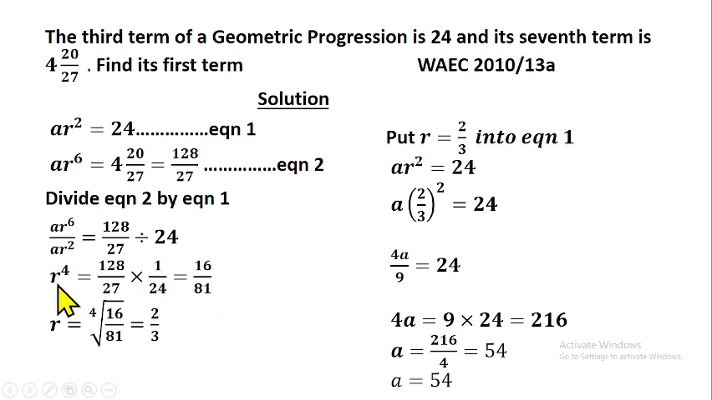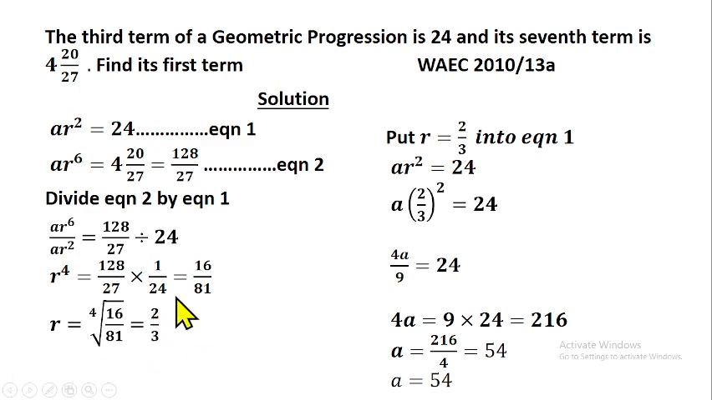Then to get our R, we can find the fourth root of both sides. Our aim is to find R here. We're having R raised to power 4. How can we remove this 4? I can find the fourth root of this. Fourth root of both sides, you'll be having R equals the fourth root of 16 over 81. What's the fourth root of 16? That will be 2. What's the fourth root of 81? That will be 3. So that means the constant ratio is what? 2 over 3. Do you understand that?